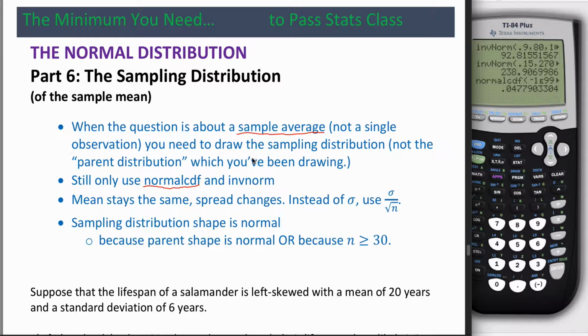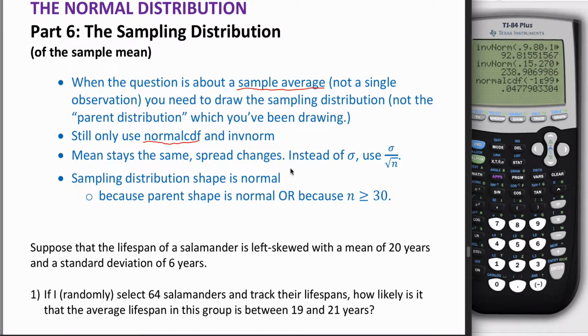What you'd change is you'd recognize that since the question is about the sample average, we need to deal with the sampling distribution. And the good news is the sampling distribution is pretty similar to the parent distribution that you've been studying. The main thing that changes is the spread. We're still going to use the normal CDF and the inverse norm functions out of our calculator. And when you use either of those two functions, you still need to know the center and the spread.